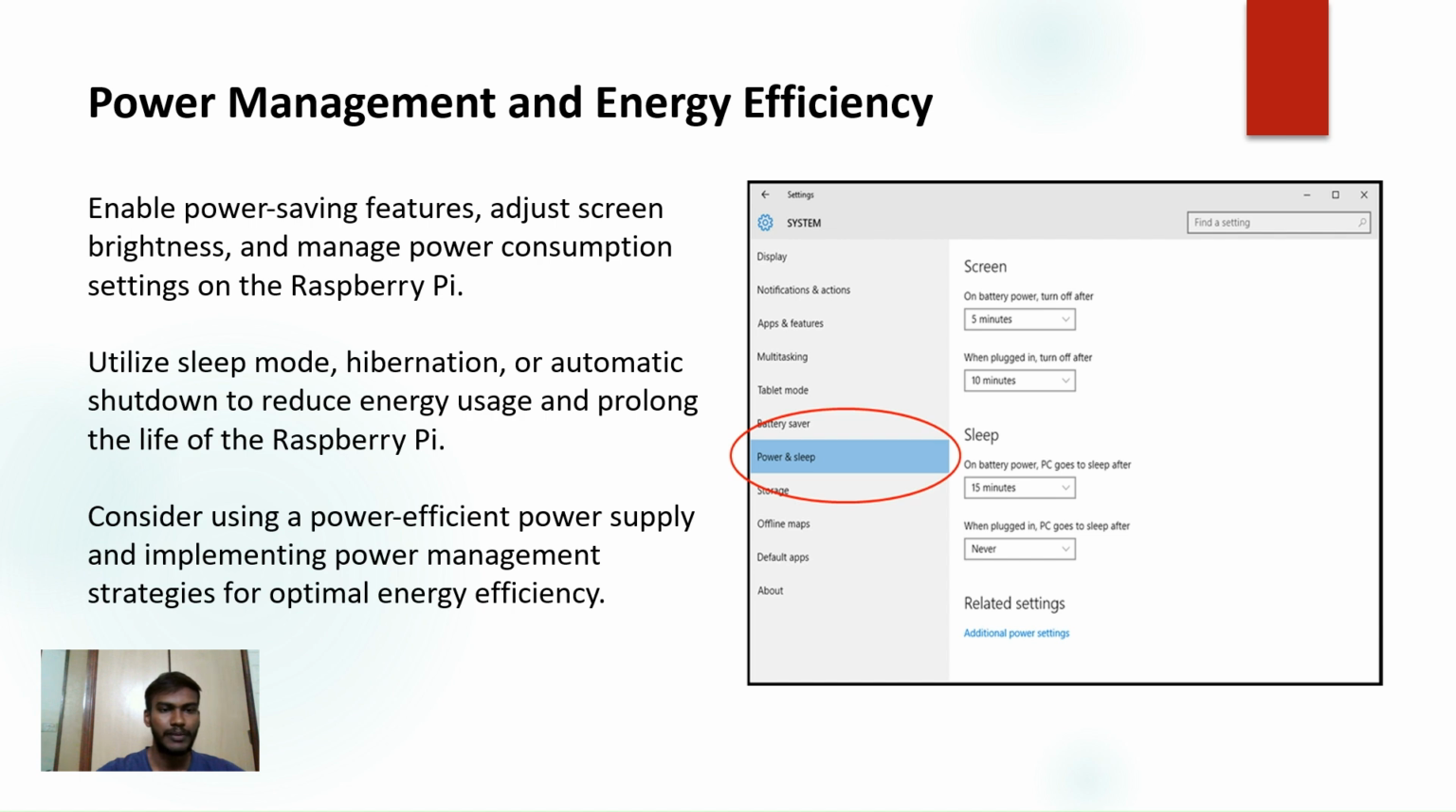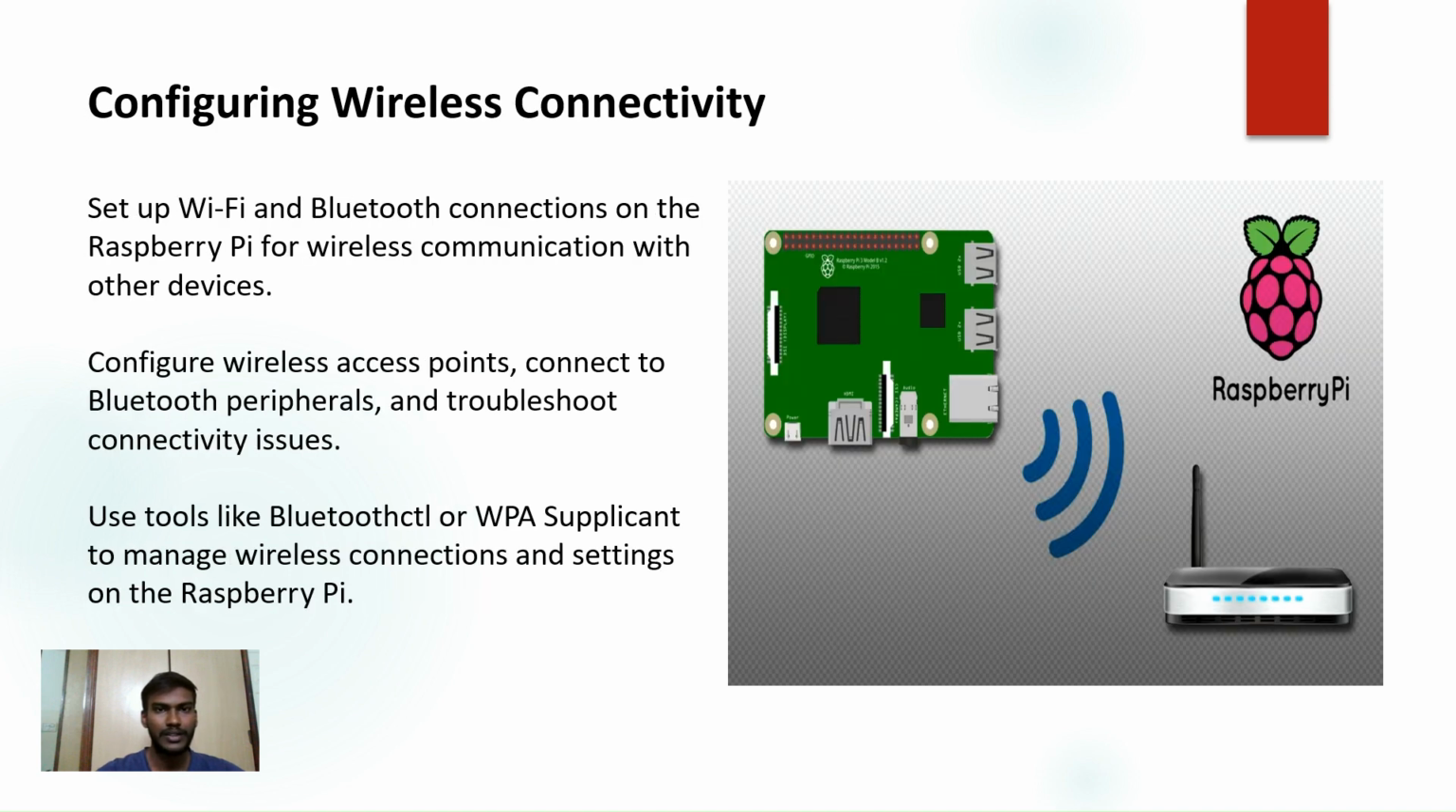Consider using a power efficient power supply and implementing power management strategies for optimal energy efficiency. Configuring wireless connectivity. Set up Wi-Fi and Bluetooth connections on the Raspberry Pi for wireless communications with other devices.